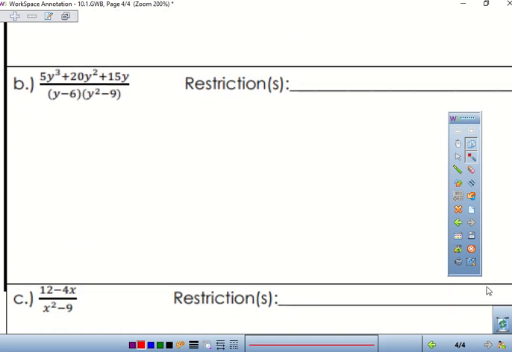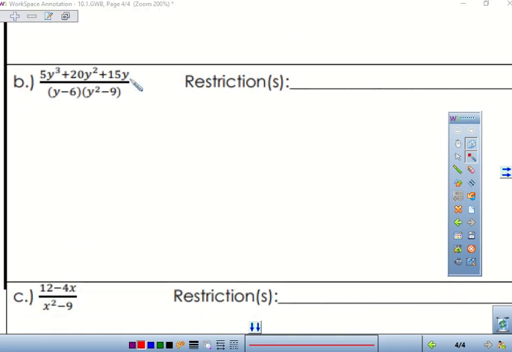Okay. So this one here, before we can factor it, we have to take out a GCF, right? What's going to be the GCF on the numerator? 5y.